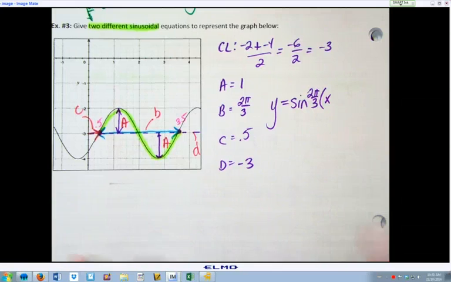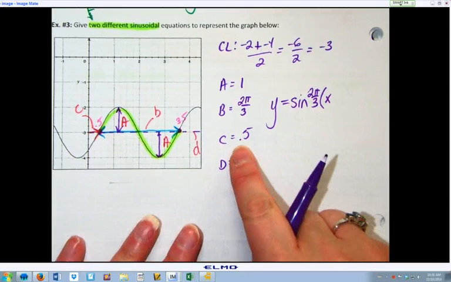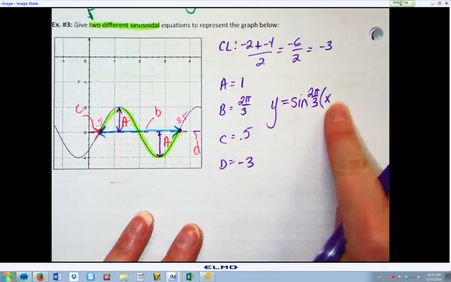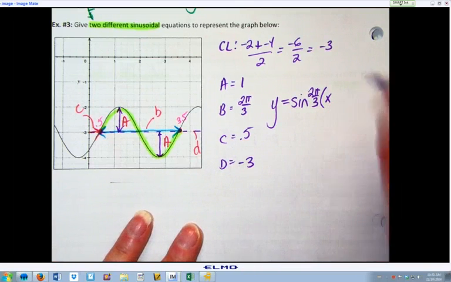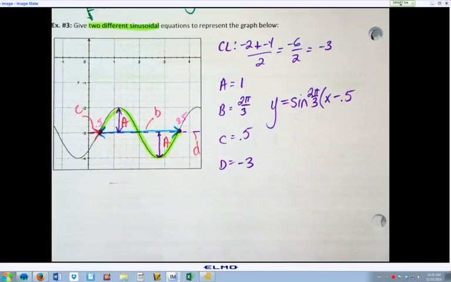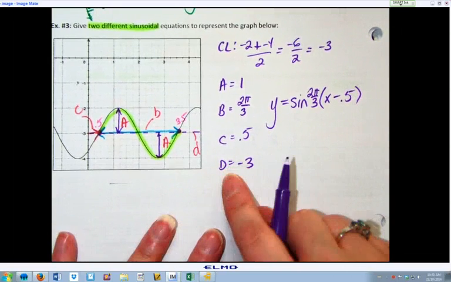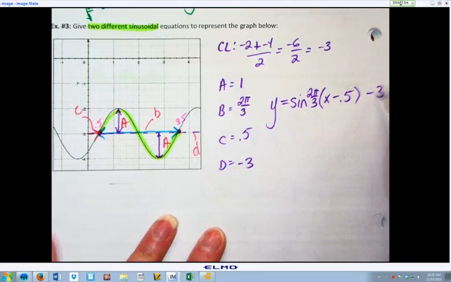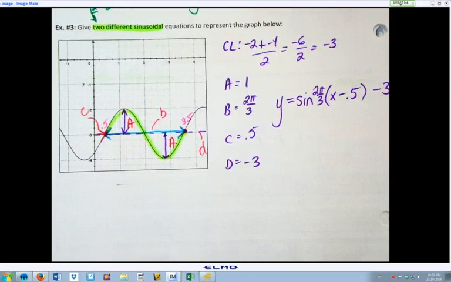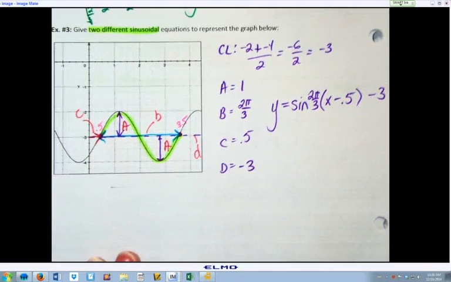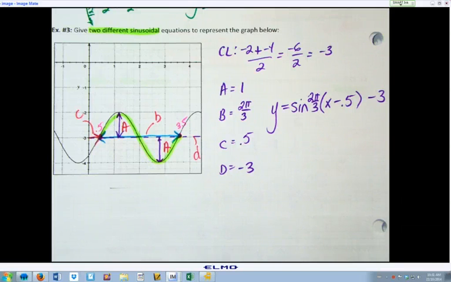Next comes x or theta, whatever you prefer. Now to get 0.5, which means to the right, how do I put that into the equation? Minus 0.5, or minus a half if you like the fractions better. And at the very end is my center line, and it just is what it is, -3. Whew, there's our first sinusoidal equation.